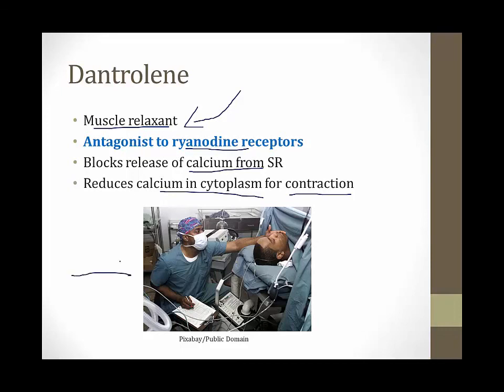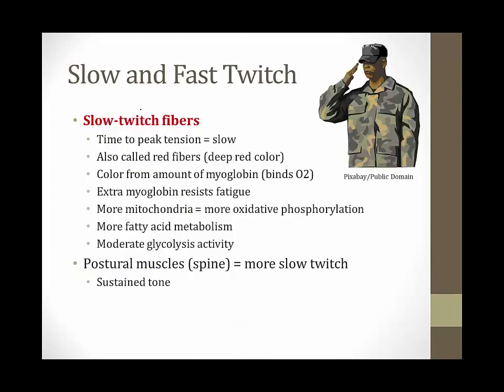And this is a patient undergoing surgery to remind you of the type of patient who's likely to have malignant hyperthermia in the post-op setting. The last topic for this video is to talk about different types of muscle fibers or muscle cells. There are two types of muscle fibers, so-called slow and fast twitch.